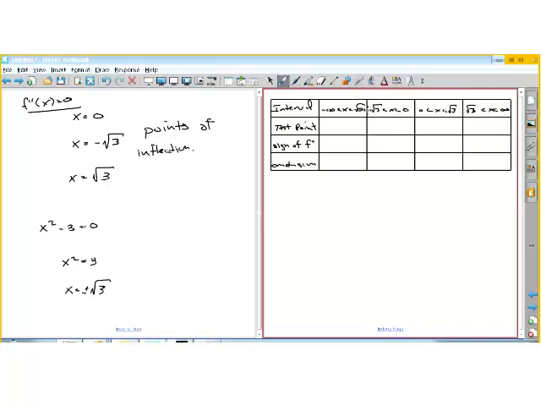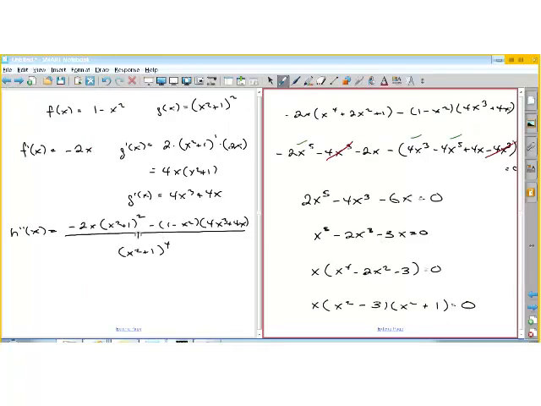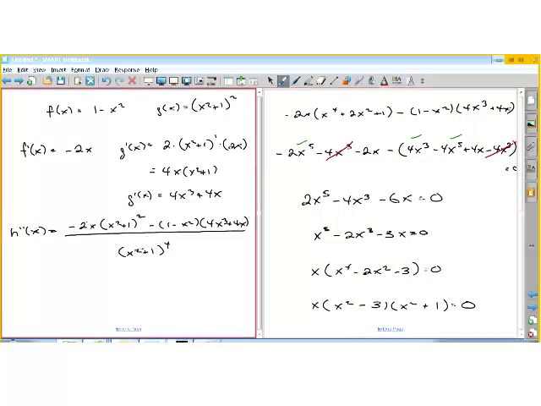So now we pick test points. The square root of 3 is 1.7 something, 1.732. So I'm going to pick negative 2, negative 1, positive 1, positive 2. If we go back to our expression for the second derivative right here, you can see that this term is always positive. So all we have to do is look at the sign of the numerator. And so that's what we have.